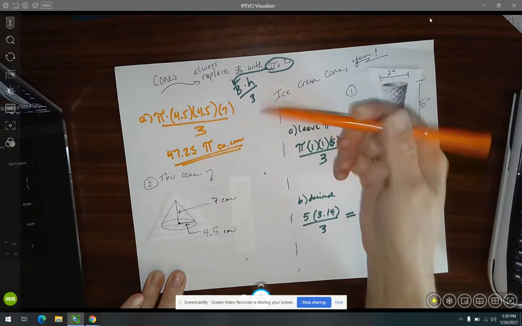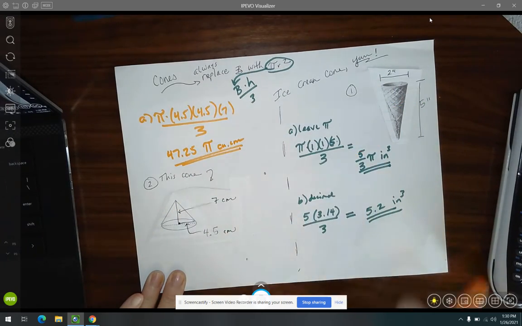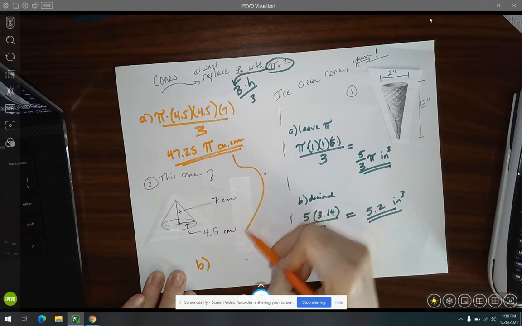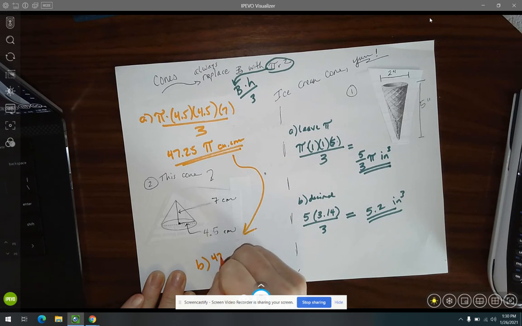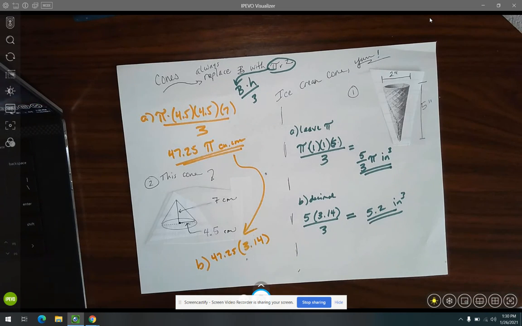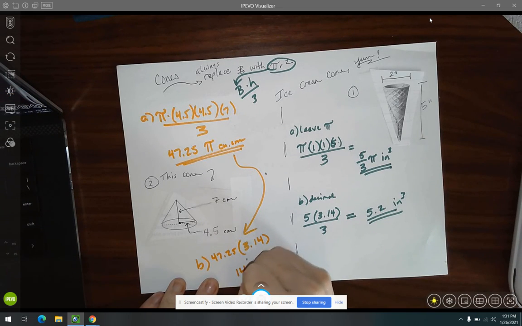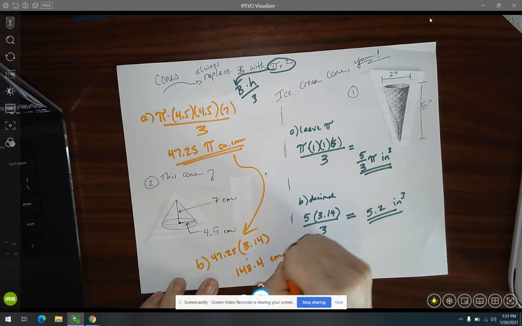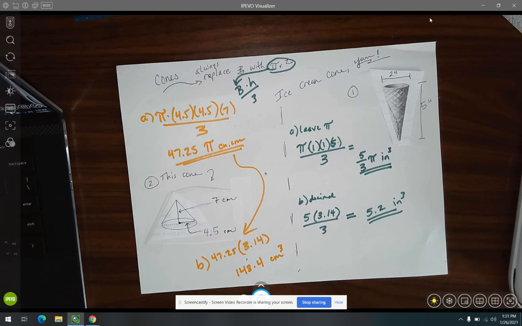So this would be the volume of this cone if I asked for it in terms of pi. And then I'm also going to do answer B. What about the decimal? 47.25 times 3.14. Here we go. Times 3.14. And that is 148.4. And that does it, folks. Those are your volumes of cones and pyramids.